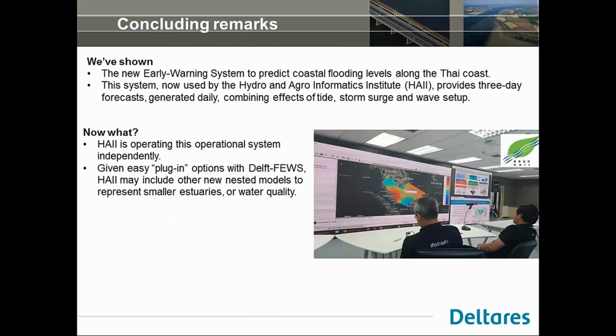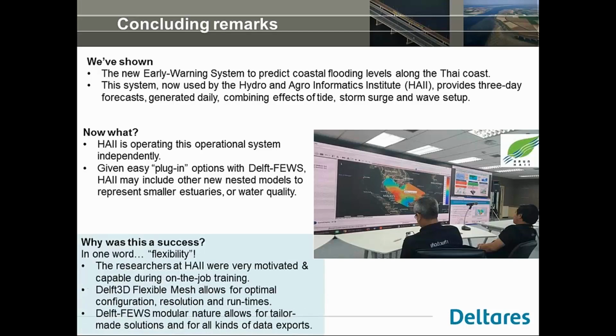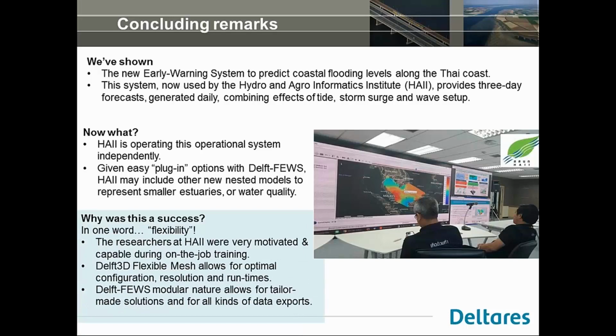Okay, I guess this is the last slide of my FEWS part of the presentation. In conclusion, we have shown a new early warning system to predict coastal flooding levels along the Thai coast. This system, now used by the Hydro and Agro Informatics Institute, provides a 3-day forecast generated daily, combining the effects of tide, storm surge, and wave setup. HAII is now operating this system in real time independently.